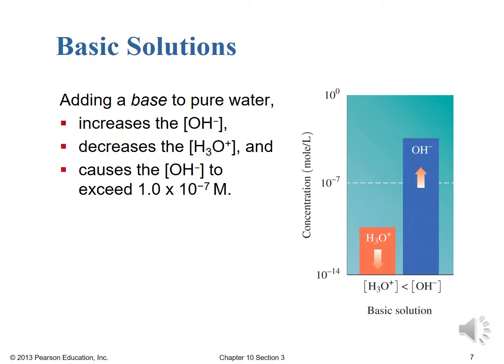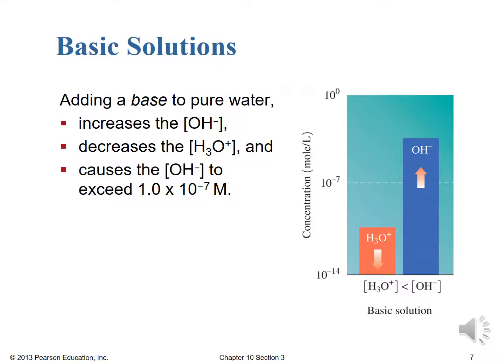So it stands to reason that a basic solution would be the opposite. When we add a base to pure water, we increase the OH minus concentration. We also decrease the H3O plus concentration, and that causes the OH minus concentration in that water to exceed 1.0 times 10 to the minus 7 molar, and the H3O plus concentration to be less than 1.0 times 10 to the minus 7.